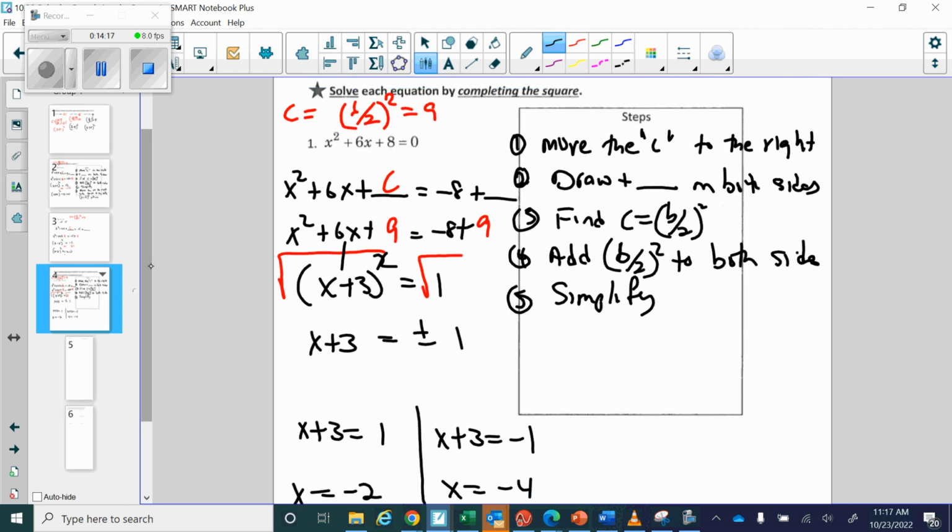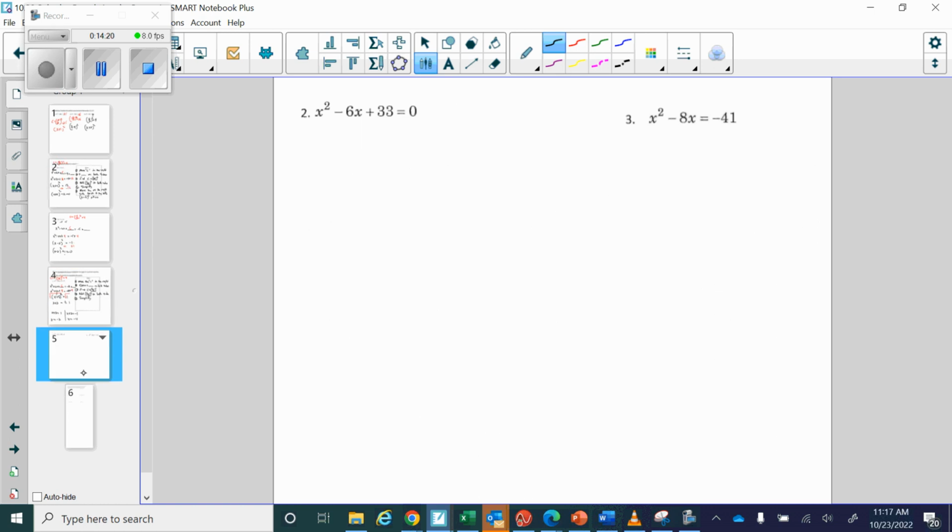All right. Let's see. Here, 33 is not a perfect square, and when I divide negative 6 by 2, it does not equal 9. So again, the goal is to factor this and solve for x. And why completing the square works here is because when I divide 6 by 2, I get an integer. So yeah, it works well here.